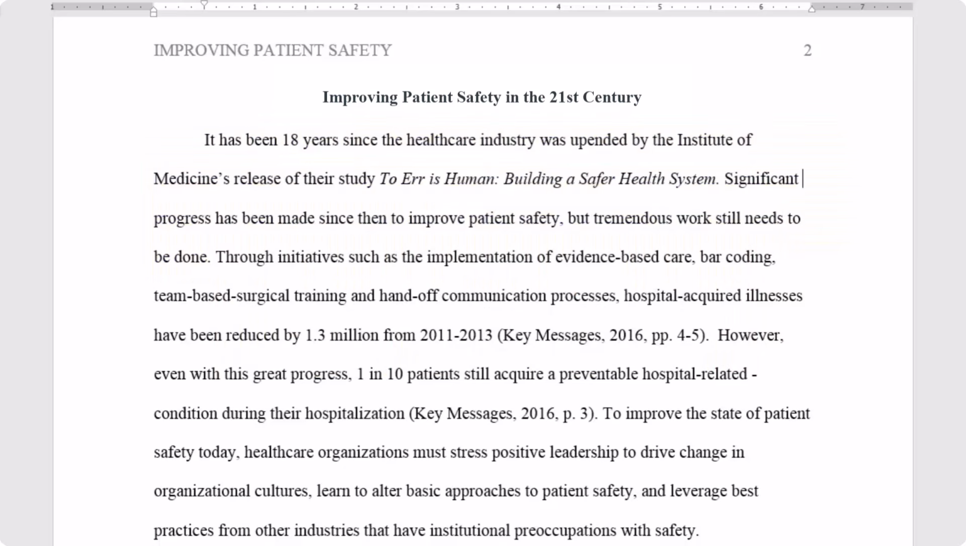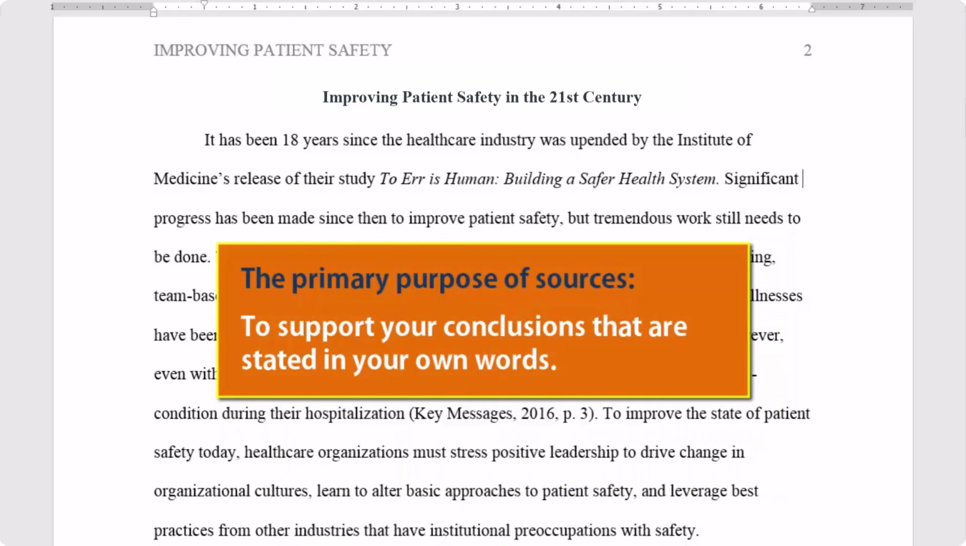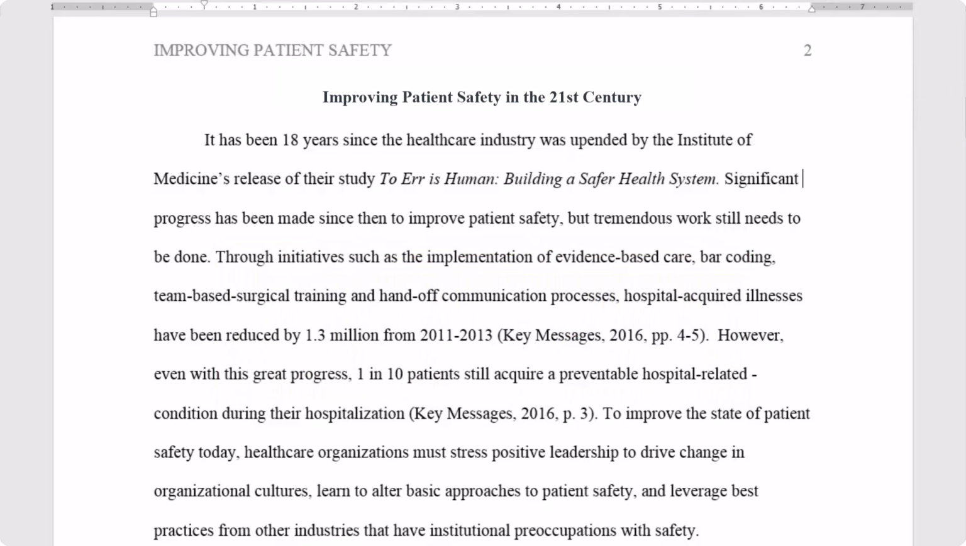When writing your paper, keep in mind you've done lots of reading about this topic. You have a right to your own conclusions about what you've learned. These are your thoughts, and they should be the foundation of your essay. The purpose of sources is simply to support your own conclusions stated in your own words. That's exactly what Marcellus does. He's learned and stated in his own words that progress has been made, but there is still work to be done. Now, Marcellus backs up that statement with evidence from sources.